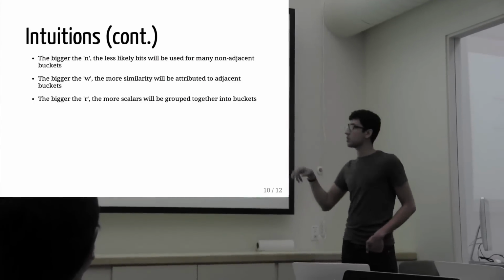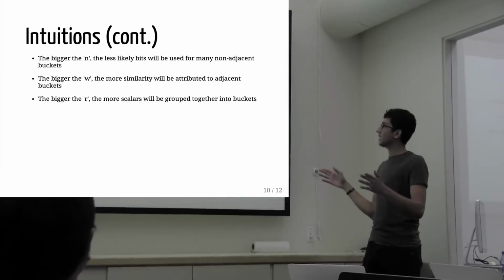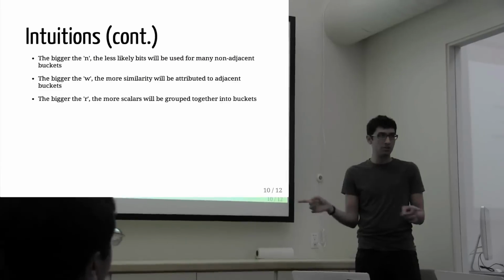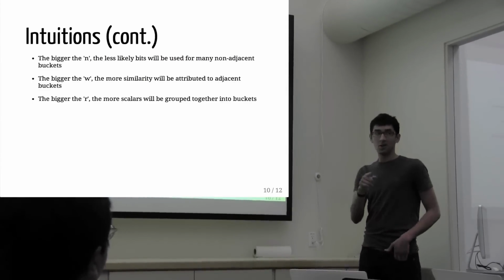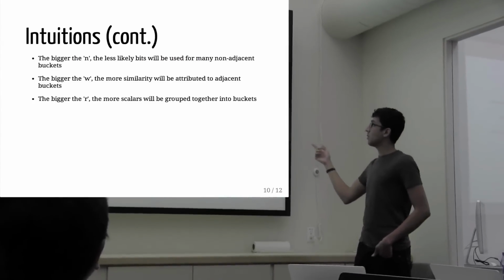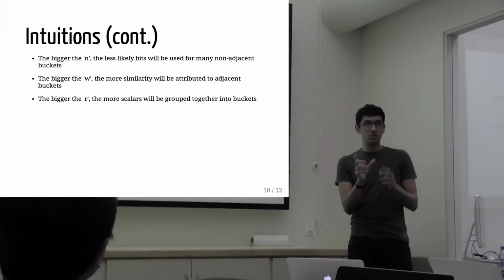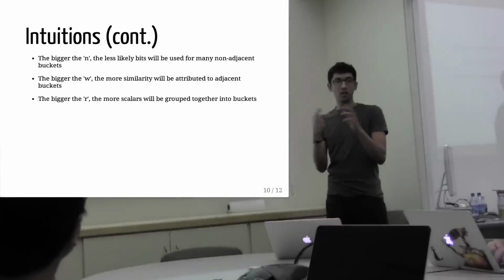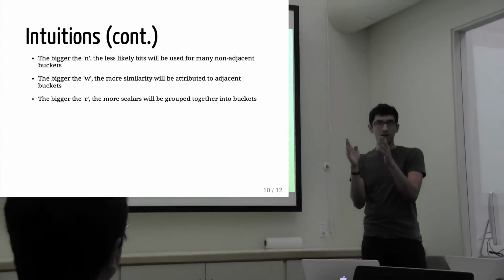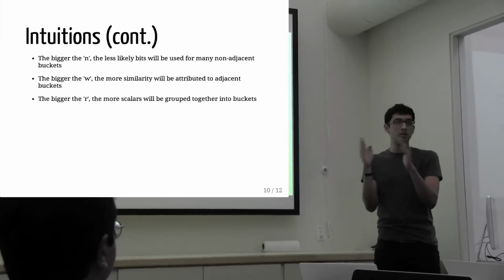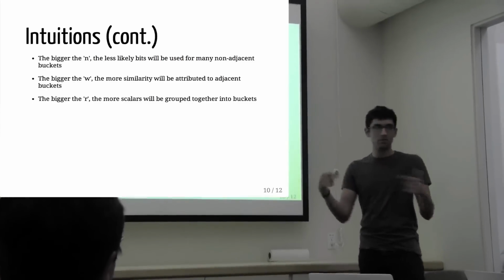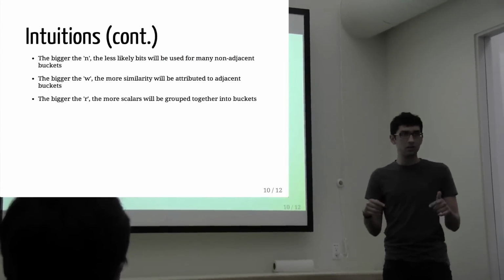So, intuitions with the parameters. The bigger the N, the more bits you have available to represent stuff, so the less likely you'll have overlap in non-adjacent buckets. And the slower the system. That's the downside, the slower the SP would be. The bigger the W, if you remember, is the number of bits that represent a single bucket, so the more width you have, the more overlap there will be between adjacent buckets. That means the SP will attribute more similarity between those buckets, so you'll get more spatial pooling on those buckets.